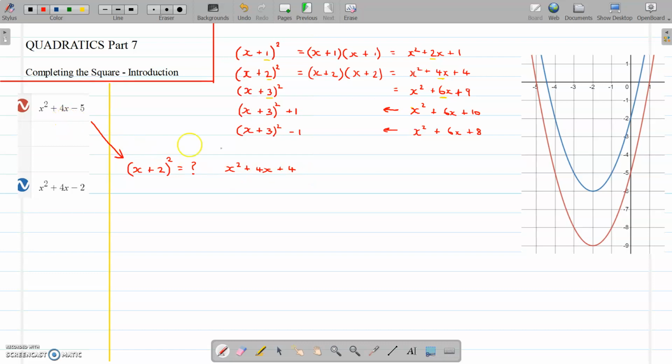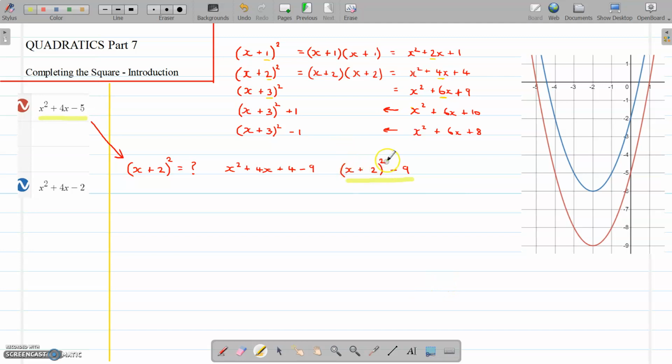So I could say that the first one in completed square form is x plus 2 all squared, okay, which we know would give me this, but now I've got to take away the 9 from it. So in other words, if I took that whole thing there and worked it out, it would be equivalent to this here, okay.